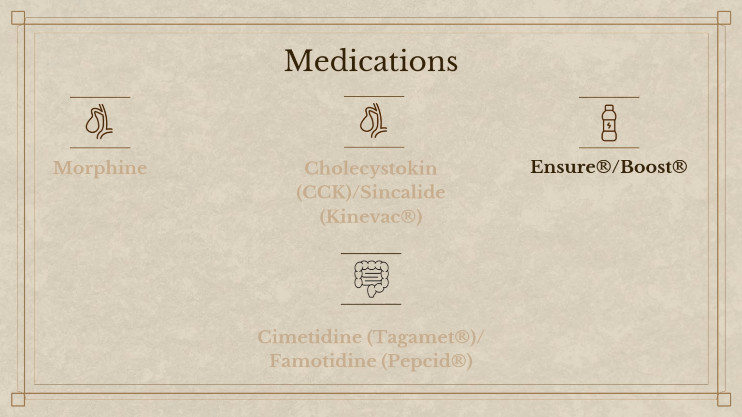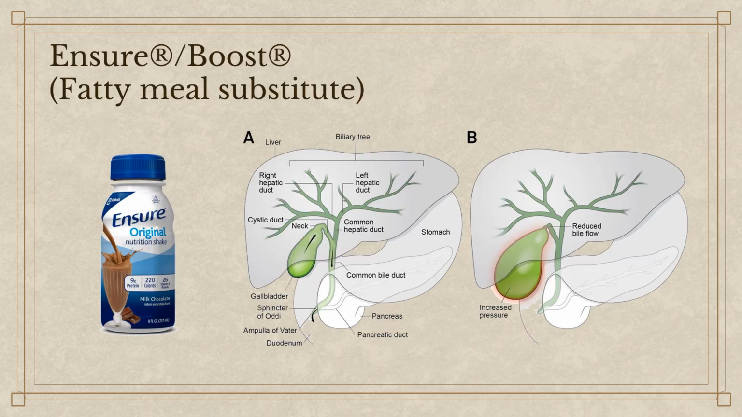Moving on to the third hepatobiliary intervention, we come to Ensure or Boost, which are the same thing, they just have different manufacturers. And I think this intervention deserves a little explanation. We know from the review of cholecystokinin that the gallbladder contracts in response to fat stimulation. And historically, cholecystokinin analogs such as Syncolite have been used to stimulate gallbladder contraction.